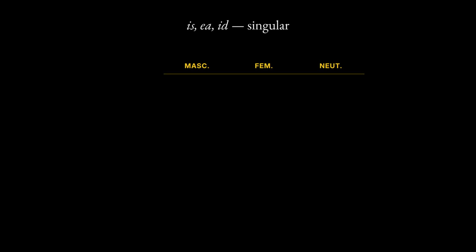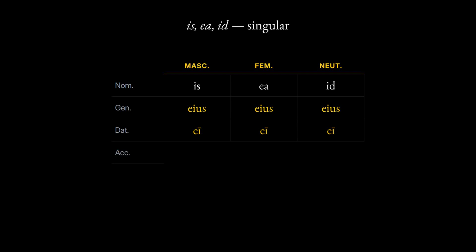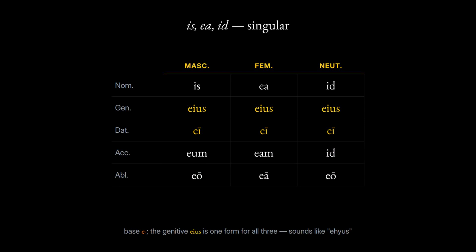Here is the singular, declined on the base E. Watch how the base sometimes shifts to a letter I. Nominative, the three genders. Is, ea, id. Genitive, the same form for all three. Eius. Dative, again one form for all three. Ei. Accusative. Eum. Eam. Id. Ablative. Eo, ea, eo. Two pronunciation notes. The genitive for all three sounds like eius, and the base E quietly becomes I in a few forms, as you will see in the plural.